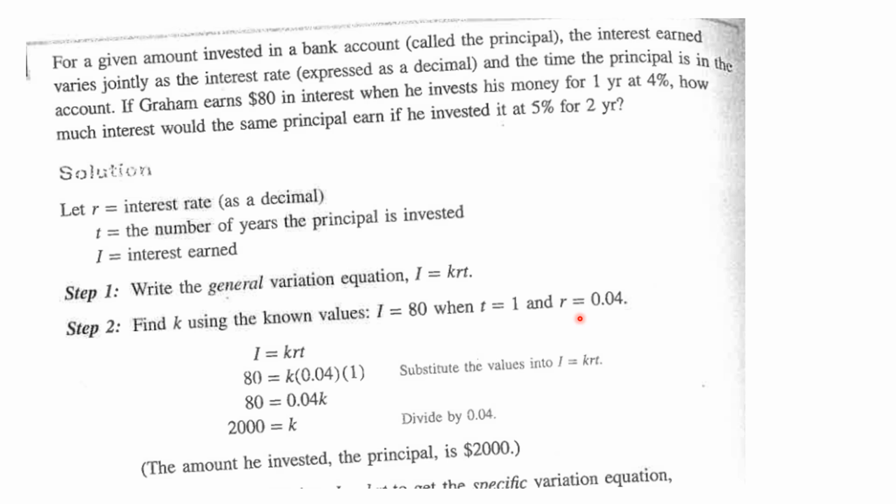And so we can find out what k is. i is equal to k r t. Substituting the values, 80 is equal to k times 0.04 times 1. Doing the calculation, we get 80 is equal to 0.04 k. We divide both sides by 0.04 and we find that k is 2,000. That means the amount he invested, the principal, was $2,000.